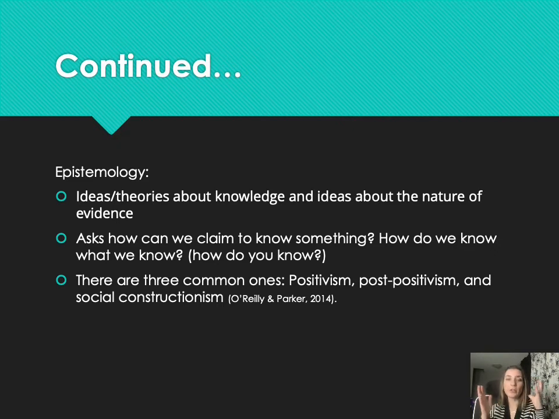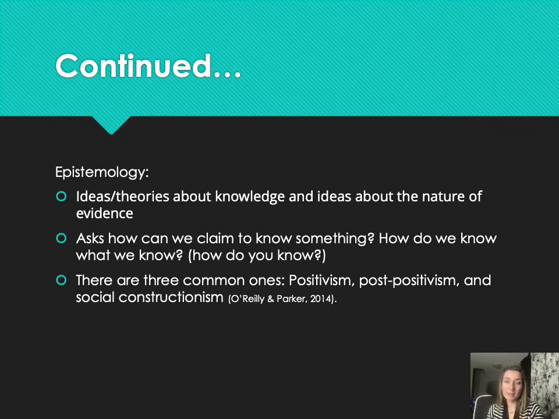So ontology is about reality: reality is objective, reality is subjective, reality is objective with certain factors influencing it. Epistemology is like, how do you know that? Tell me how you claim to know something like that. So it's the ideas and theories about what you know and the nature of what you know. There are three common ones: positivism, post-positivism, and social constructionism.